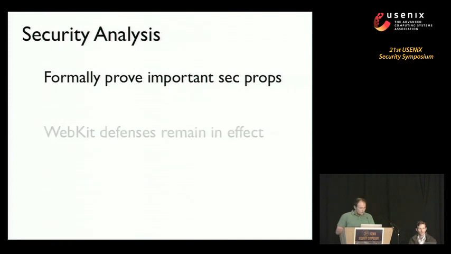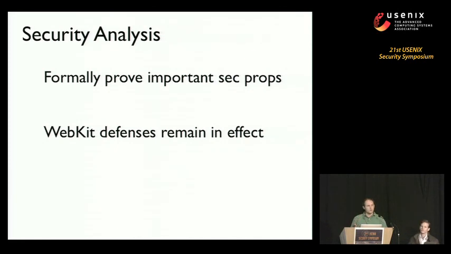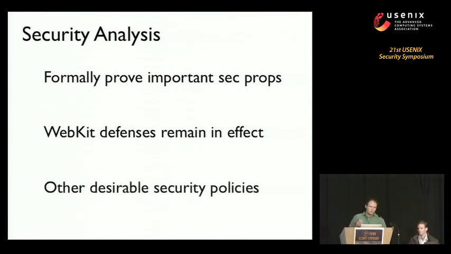Now, of course, there are other security properties that we haven't formally verified. And there are attacks against those that may well succeed in QUARK. However, it's important to notice that QUARK isn't doing any harm. All the existing defenses that WebKit would normally run remain in full effect. We just haven't formally verified them, so there could be bugs. And there are also other desirable security properties we'd like to show. For example, we haven't yet proven the same origin policy.